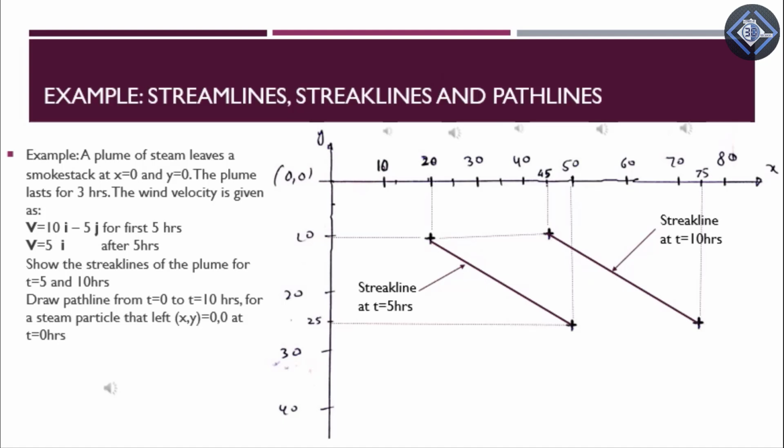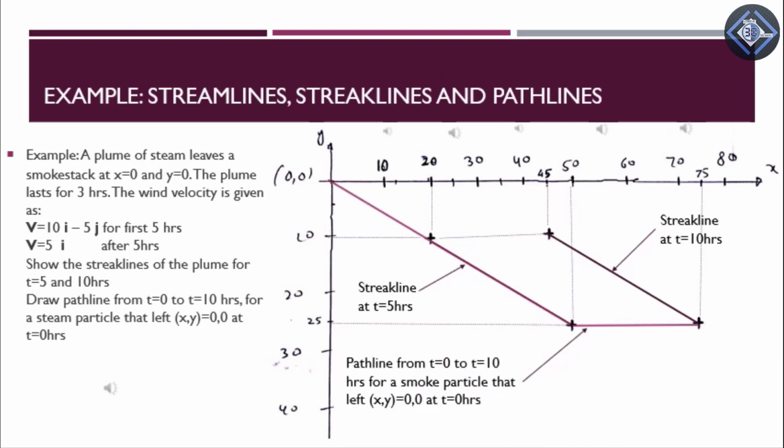Origin, that is 0, 0, and x is equal to 50 and y is equal to minus 25, and then x is equal to 75 and y is equal to minus 25, we have our streak line that is drawn in purple color that you can see in the figure. So we have drawn streak lines, two streak lines, and a path line that originates from the origin.